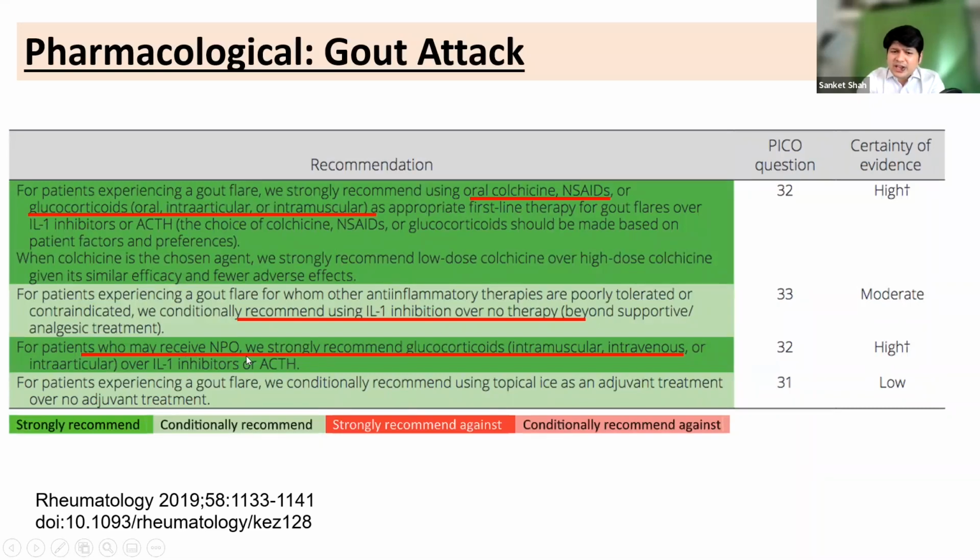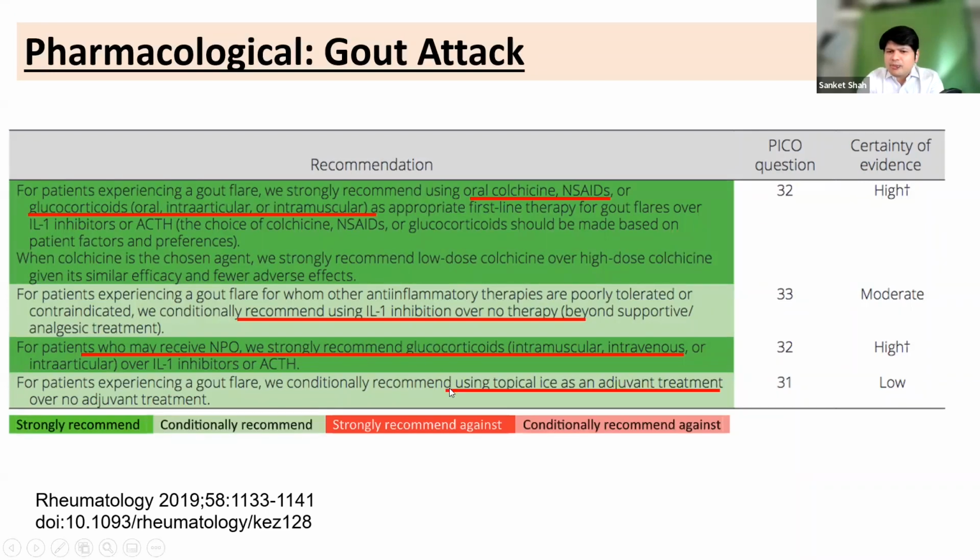For a patient who is NPO, it is okay to go for steroids. Because this happens: the patient has an episode of gout and is NPO, so we cannot give colchicine, we cannot give NSAIDs, what to do? That's the point where you go for intramuscular glucocorticoids. Someone asks, can I go for intramuscular diclofenac? The answer is still yes. But if there is a problem or other things, then I will always go with glucocorticoids, with more evidence there.